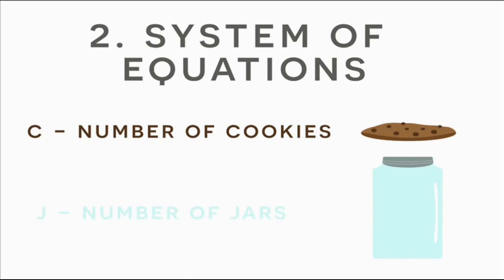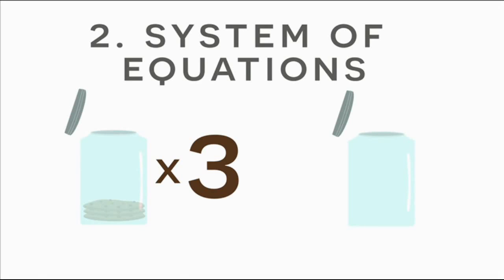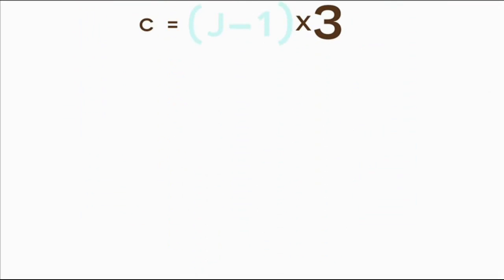jars. Now, if we go back to the beginning of this problem, we said that if there was 3 cookies in every jar, that there would be 1 jar that's left over. So we can find the number of cookies by multiplying each jar by 3, except for one of them, because one of them is empty. So the total number of cookies, which is C, is equal to the total number of jars, J, minus 1, because one of them is empty, and we have to multiply that by 3 since there's 3 cookies in every jar.